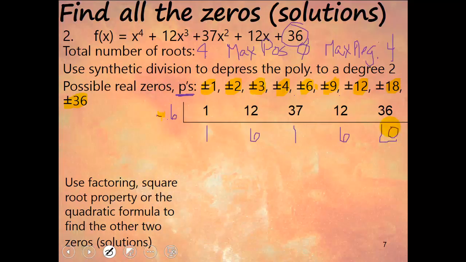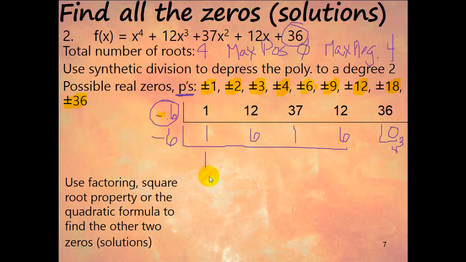Okay, so now I have a depressed polynomial. This is an x cubed. Okay, and I know that negative 6 works. So once I find one, I'm going to check it again. If I have to keep going with synthetic division, I'm going to check it again. So I'm going to divide through by negative 6 again.